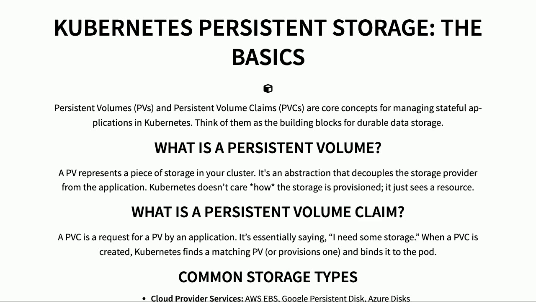A persistent volume claim is what an app requests, saying, "Hey, I need some storage." Kubernetes then finds a matching volume and ties it to the pod. There are several different types of storage you can use, like services from major cloud providers, network file systems, or even local disks depending on your needs.